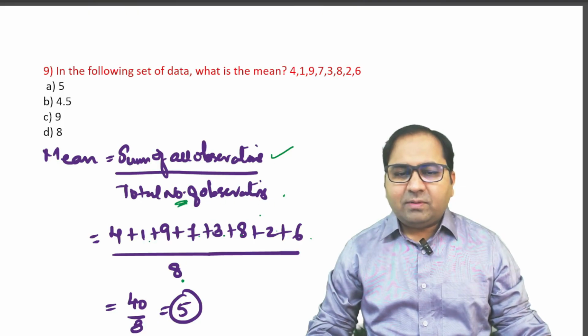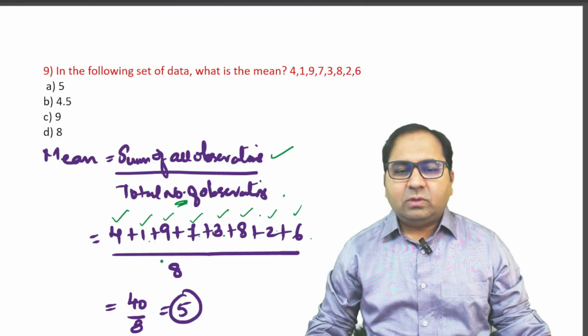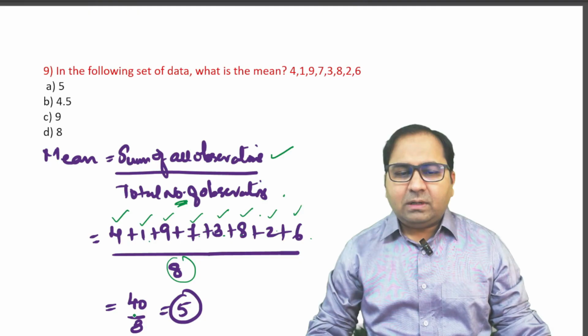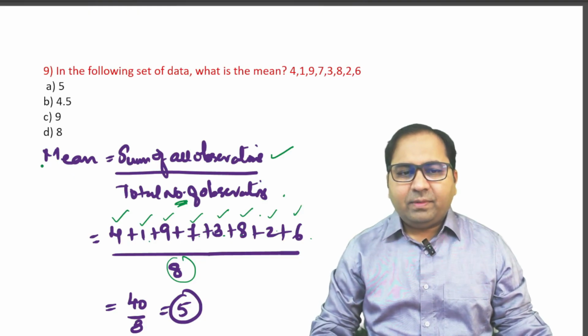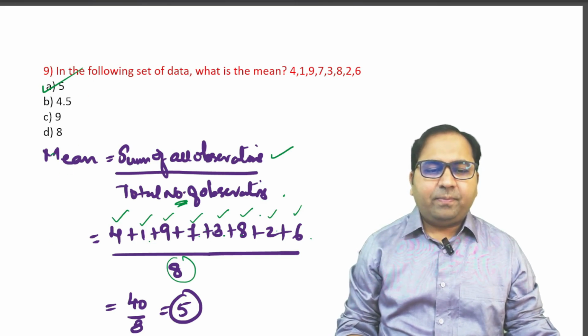The total number of observations were 8: 1, 2, 3, 4, 5, 6, 7 and 8. And when you total the sum of these observations, the number came to 40. So 40 divided by 8 is equal to 5. This is how you have to calculate the mean. So the answer for our question is A, 5.